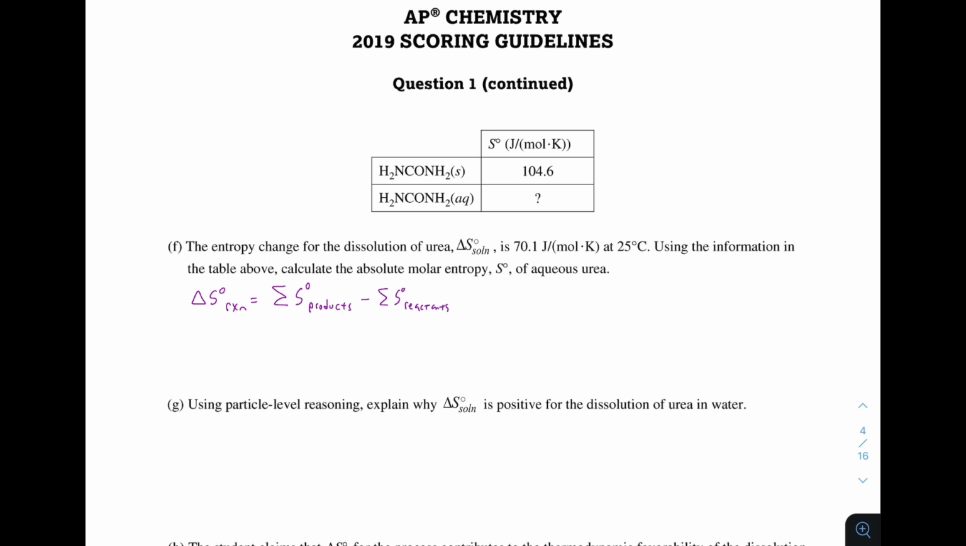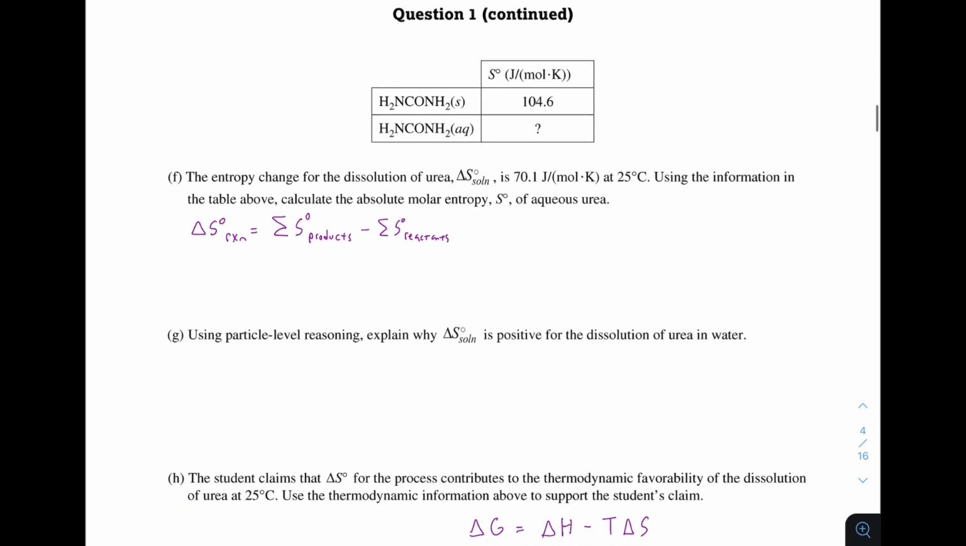So for part F, we're given a table, and we're told that the entropy change for the dissolution of urea is 70.1 joules at 25 degrees Celsius. Using the information in the table above, calculate the absolute molar entropy of aqueous urea. So to solve this question, we're going to need the equation that I wrote below, which gives us the change in entropy of a reaction.